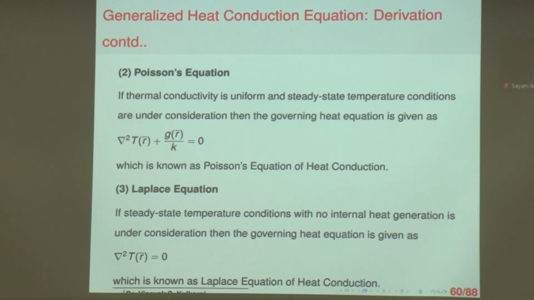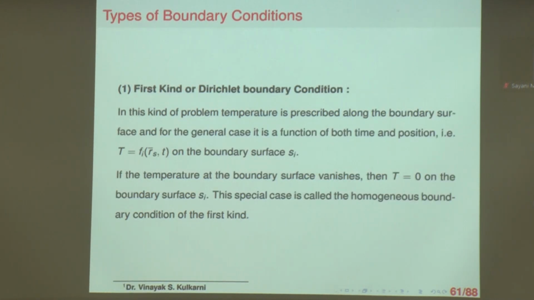And the third condition, steady state with no internal heat generation. Steady state means again temperature is independent of time, and no internal heat generation means the G term is also not there, because G represents the internal heat generation. So the resulting equation is del square T equals 0, and this is nothing but the well-known Laplace equation, which represents steady state temperature conditions. So these are a few special cases of the generalized heat conduction equation. If you have any doubt in this derivation or in the special cases, please talk to me. Otherwise, I will come to the boundary condition.